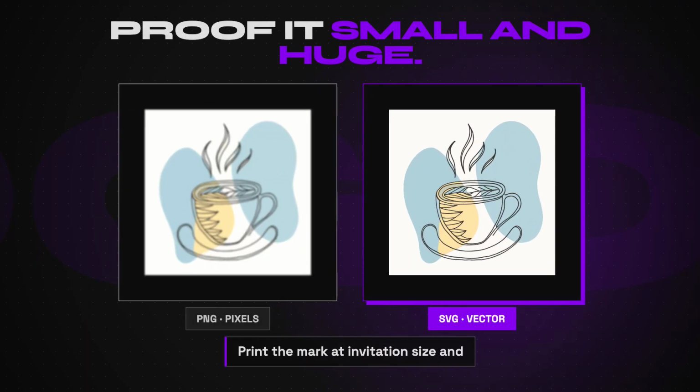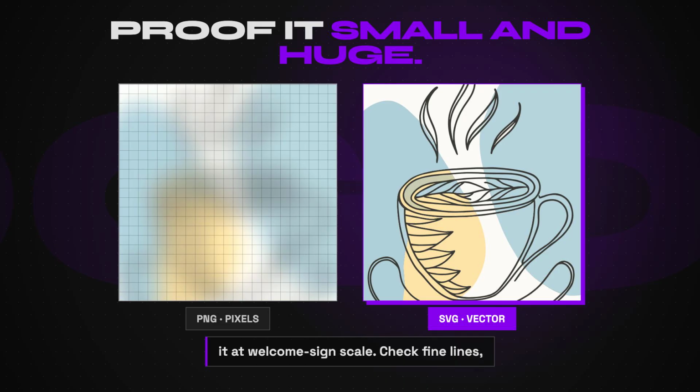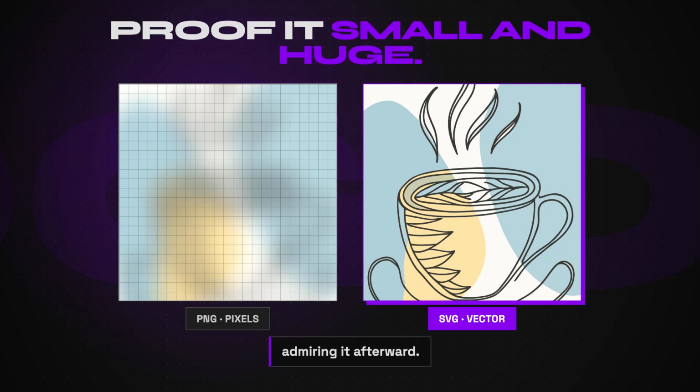Print the mark at invitation size and at the smallest favor tag size. Then mock it at welcome sign scale. Check fine lines, counters, spacing, and the date. Proof special finishes on the actual stock when possible. Paying for one week of proofing before hundreds of invitations are printed is much cheaper than admiring it afterward.